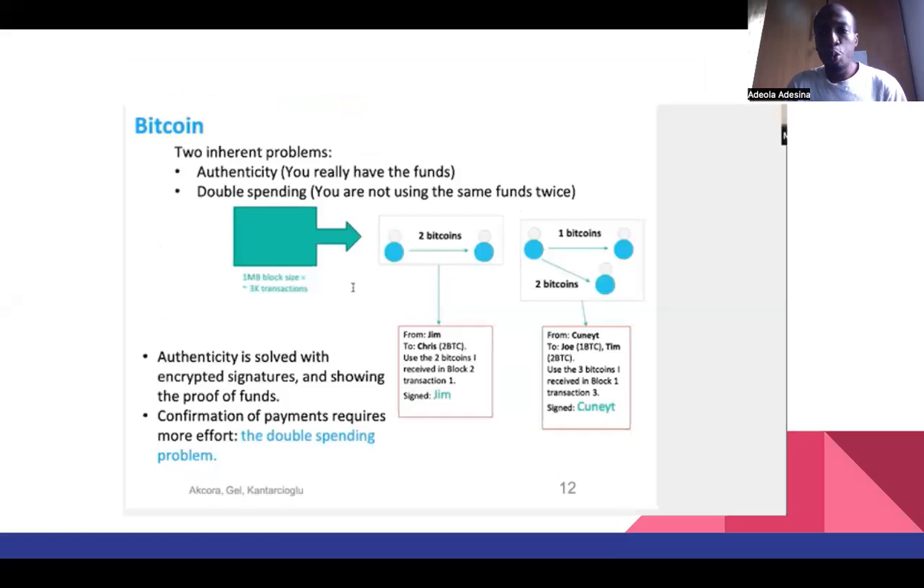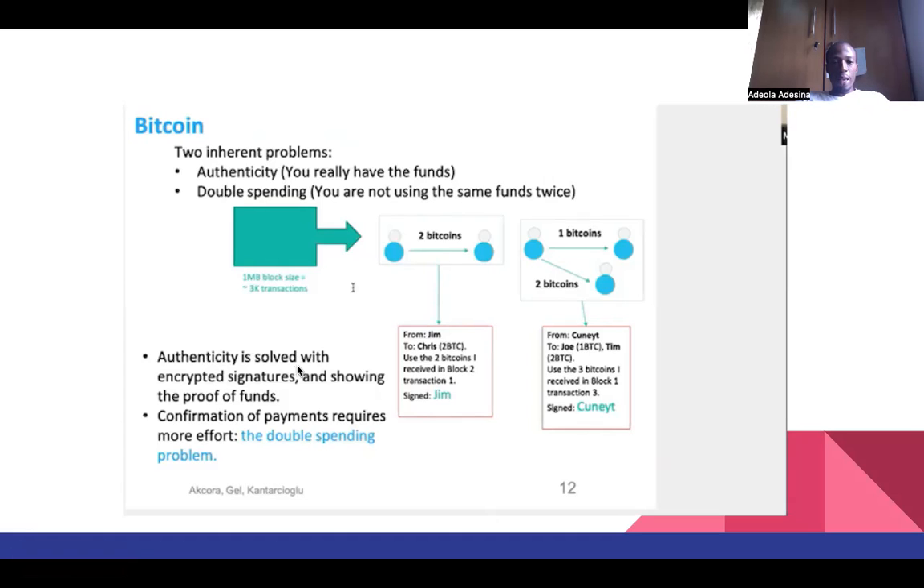So Bitcoin solves two inherent financial problems, right? The first is authenticity, and the second is double spending. Authenticity wants to make sure that you really have the funds in your wallet, and double spending wants to make sure that if you have one Bitcoin and you send out one Bitcoin, you can't send that one Bitcoin to person A and send the same Bitcoin to person B. So we are solving two problems, authenticity and double spending. Those are two financial problems that we're solving.